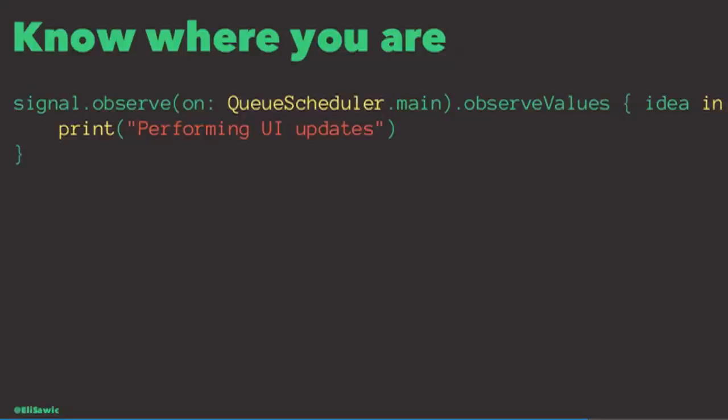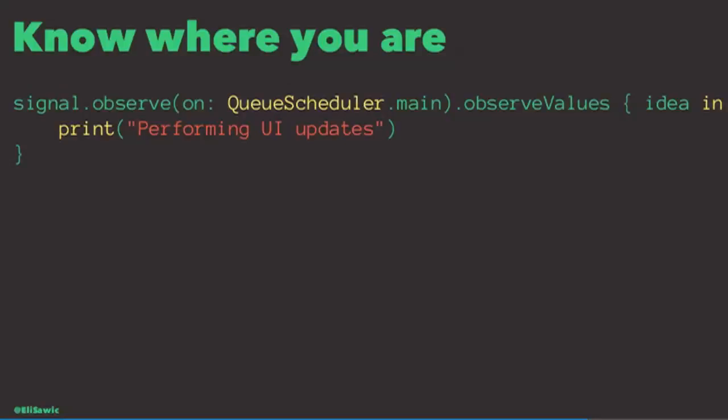So sometimes we want our work to be performed on a specific thread or a queue. In this case, if you want to update UI in your iOS applications, you have to do that on the main thread, on the main queue. And that's what you specify by telling, okay, observe it on a QueueScheduler.main. And then basically every closure, every update here will be performed on the main queue.